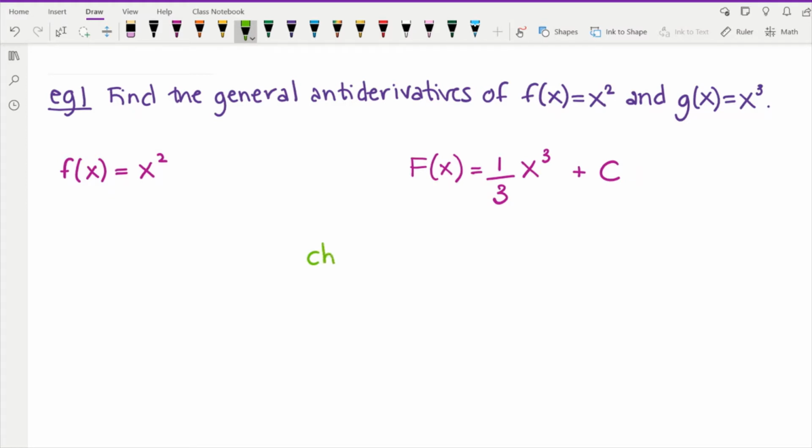So if we check this one, how do we check it? Well, we just take the derivative, right? And we want to ensure that we get the same answer as our original function. So how do you take the derivative of 1/3 times x cubed? Well, you have 1/3 times, and remember when you take a derivative, the coefficient just gets carried along. And then you would bring down the 3, so you would have 3x squared. And so what happens when you multiply 1/3 times 3x squared? You get x squared, and that's exactly what we wanted for our original function.